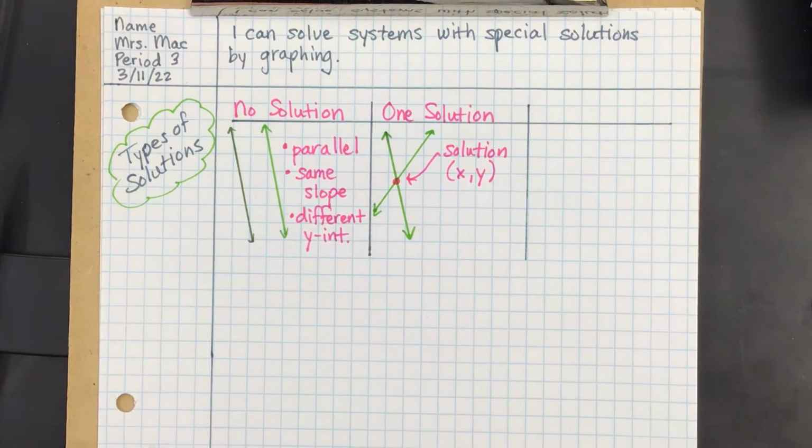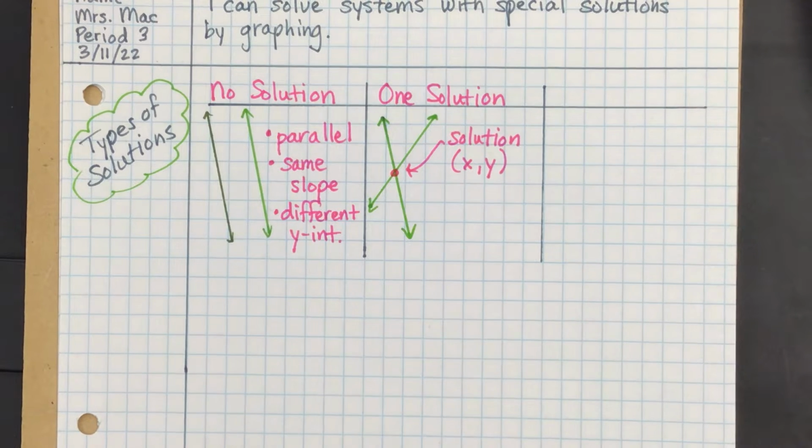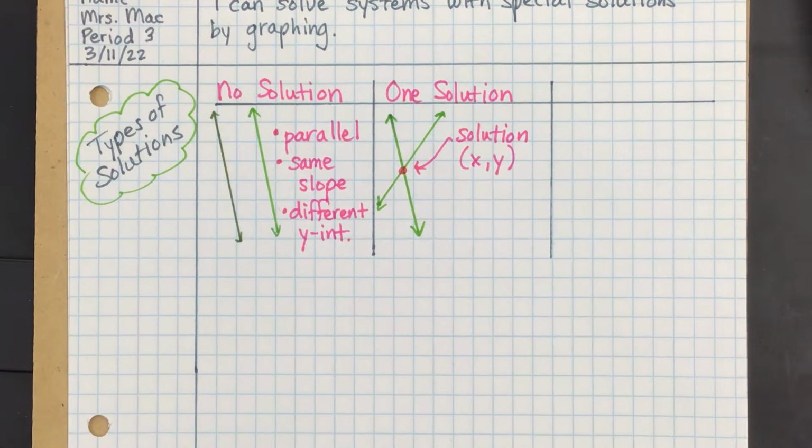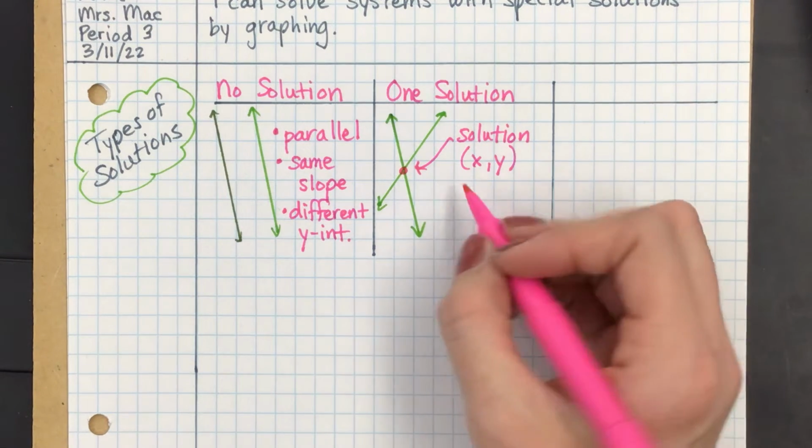Zoom in just a little bit. Okay. Characteristics of these types of graphs is that they're going to have different slopes.